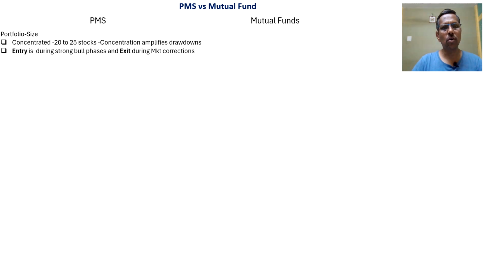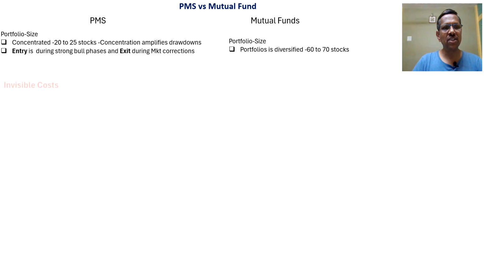Hi, good evening. Let us understand the difference between portfolio management services and mutual fund. In case of PMS, the portfolio size is concentrated across 20 to 25 stocks, and the strategy is very simple: entry during the strong bull phase and exit during the market correction. Whereas in case of mutual fund, the portfolio is diversified, spread across 60 to 70 stocks.